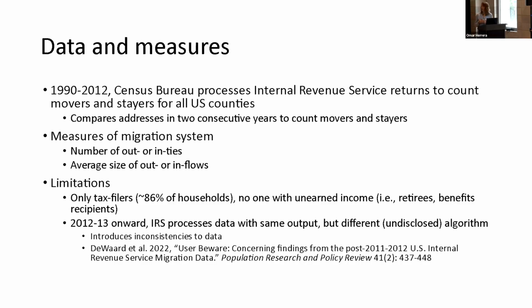We also do not use the data from 2012 onward, because when the IRS took over processing of this data, they changed the algorithm in a way which we don't have confidence in the actual numbers. We're exploring the reasons for that. We did write an exploratory paper, which is referenced here, which explains our concerns. And we're actually discussing these concerns with the IRS right now to see if we can do something different.